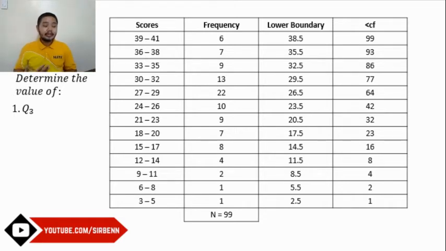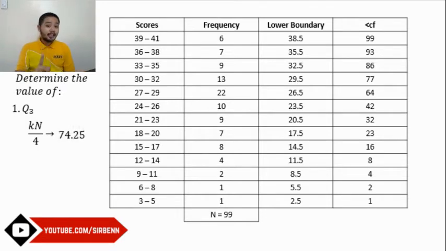I-locate muna natin nasaan yung class ng third quartile natin. So, paano natin gagawin yon? Ito, k times n over 4. So, over 4 kasi third quartile yung pinag-uusapan natin dito. Okay, yung k ngayon dito, that would be 3 kasi third quartile. Yung n, ito yung n natin, 99. So in that case, malulocate natin yung location. So that would be 3 times 99 over 4. So solving for that one, 74.25.